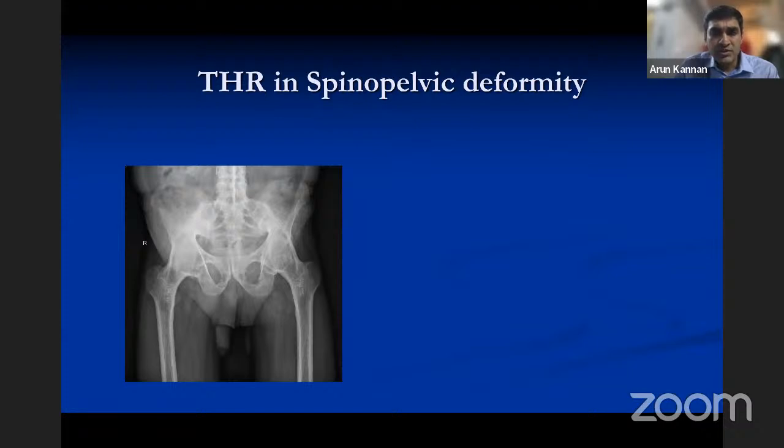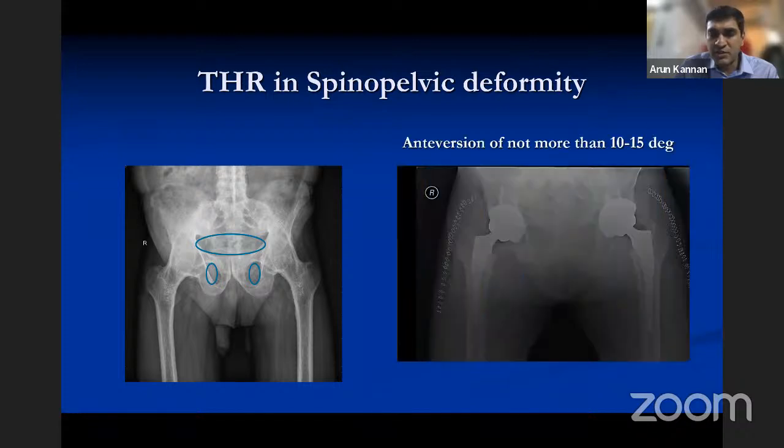So if you see a THR like this, it's typically from a kyphotic spine. You can see that it looks like an outlet view, with a wide obturator foramen and a narrow pelvic inlet. In these cases, we reduce the version to very little, even if we do a posterior approach.